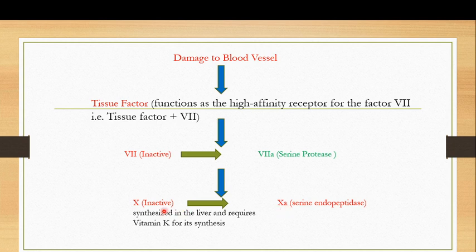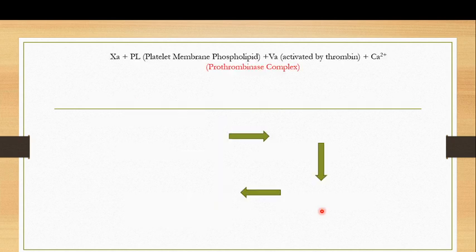Now this factor 10 is actually synthesized in the liver, and it requires vitamin K for its synthesis. So just like factor 7A, factor 10A is also a serine protease. The serine protease and the serine endopeptidase actually refer to one and the same thing.